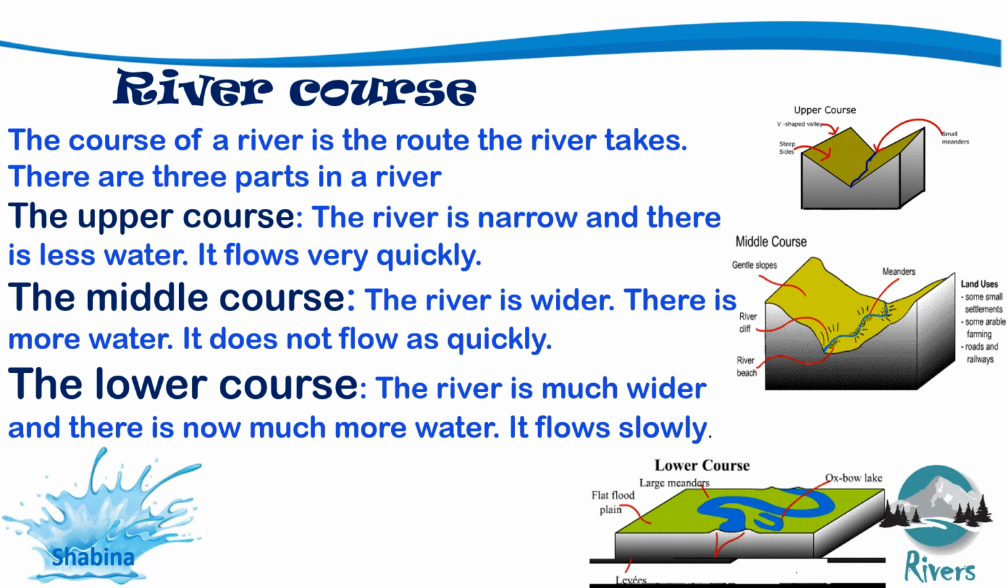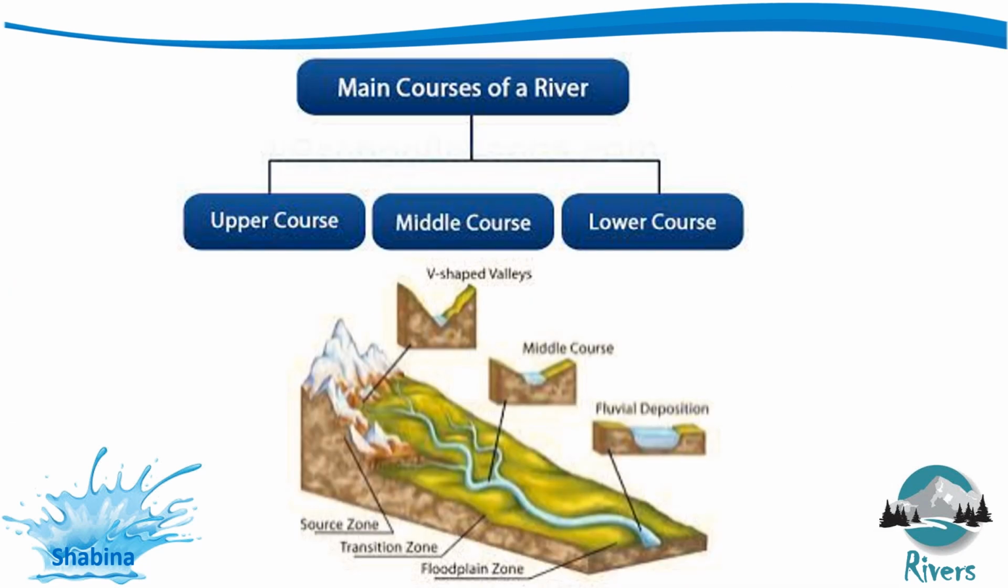So river course is all the route that a river takes from the source to the sea is known as a river course, and it is divided into 3 parts: upper course, middle course and lower course. In upper course, V-shaped valleys are formed. In middle course, U-shaped valleys are formed, and on lower course, delta is formed.